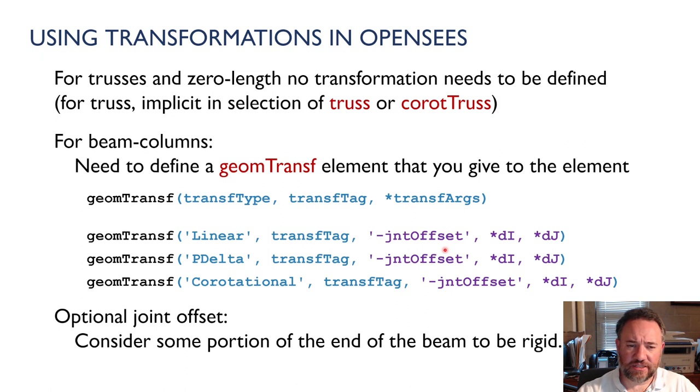If I do this, then I end up with a lot of geometric transformations and I just have to keep track of which beam I'm talking about and stuff. I definitely have sample models where I do that, that you can go and see. If I don't need joint offsets, then it's very simple. I just have geometric transformation, P delta, I give it a tag, I close the bracket, and that's it. And I can use the same one for every element, basically.